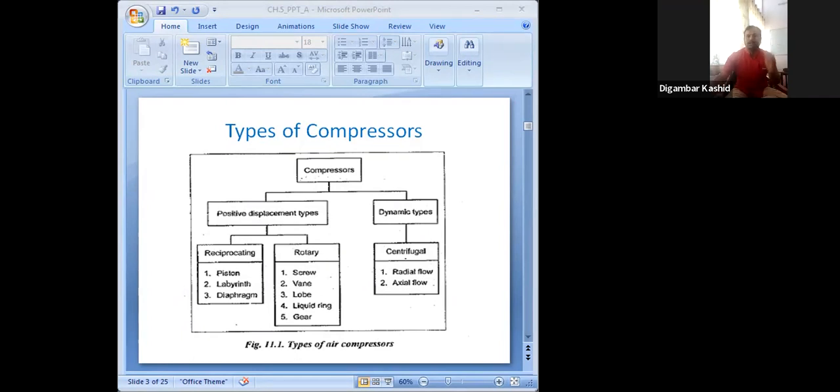Now let us discuss that first one. We came to know what is meant by compressor, what is its purpose, how positive displacement type is categorized, and the dynamic type, and this classification. Now one by one in detail we'll discuss. Firstly we'll go for the piston type reciprocating compressor.